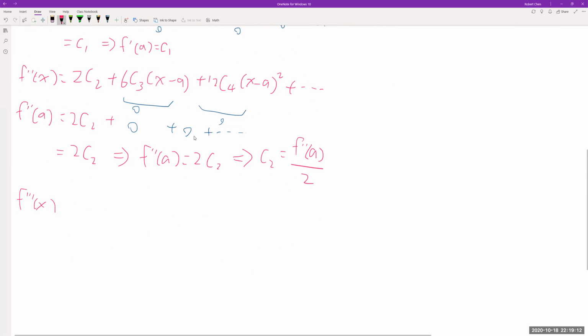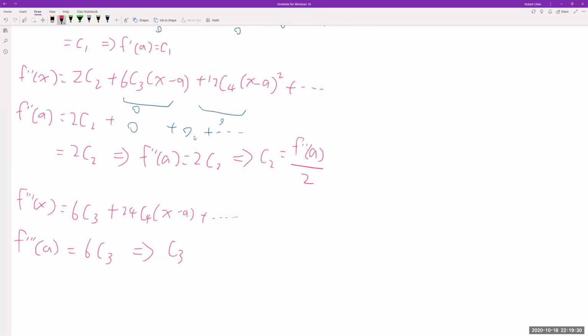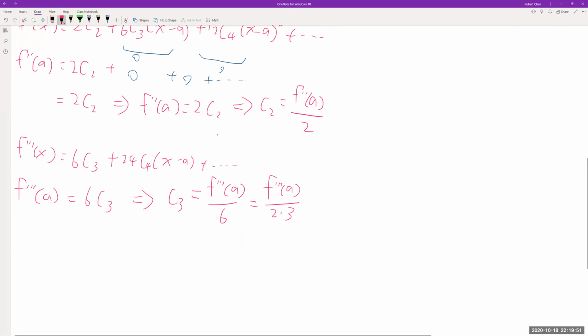f triple prime of x will look like 6c3 plus 24c4 times (x minus a), and so on. Then when we evaluate f triple prime of a, we get 6c3. That means c3 can be rewritten as f triple prime of a over 6, but I'm actually not going to write 6 in this way. I'm going to write it as f triple prime of a over 2 times 3. And if you continue this process, you get c4 and c5 and so on.